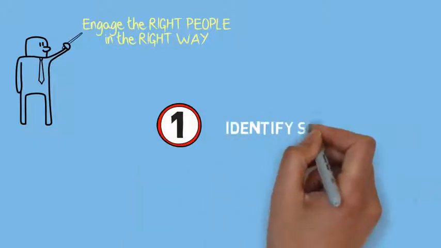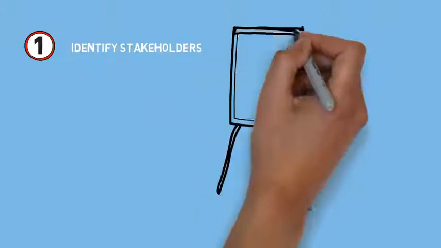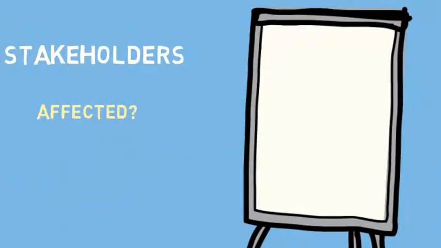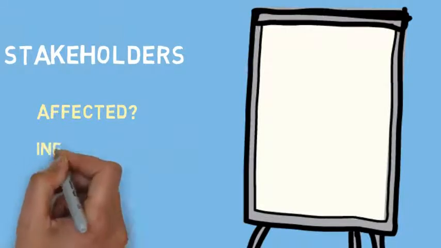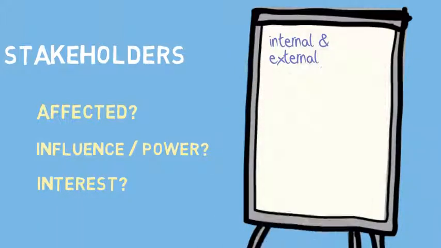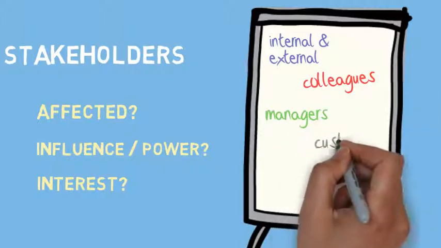Stage 1 is to identify your stakeholders. And the best way to do this is simply to brainstorm who your stakeholders are. This is anybody who may be affected by your project, who may have influence or power over it, or just an interest in its successful or unsuccessful conclusion. They may be inside or outside your organization, such as colleagues, managers, customers, or suppliers.